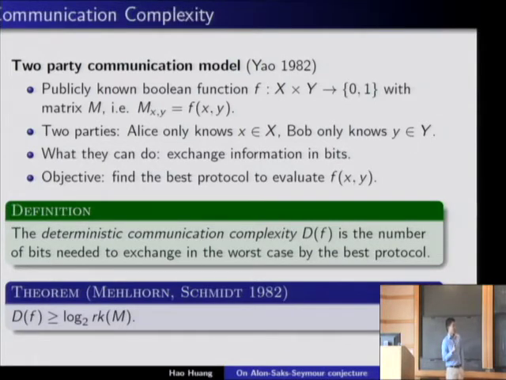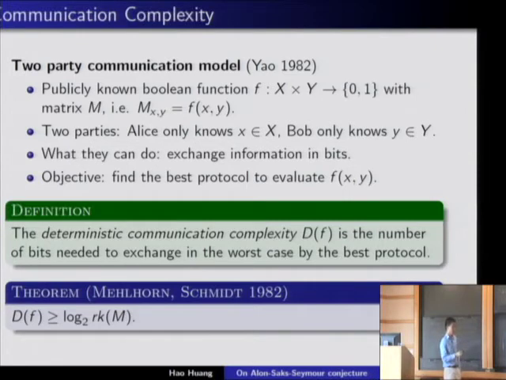So one trivial way to do it is that Alice just tells Bob what x is, right? Because we know the function f, Bob just plugs in and gets the value of it. But actually, this is often not the optimal way to do it. So that's why we need a definition of the so-called deterministic communication complexity. It's the number of bits needed to exchange in the worst case by the best protocol.